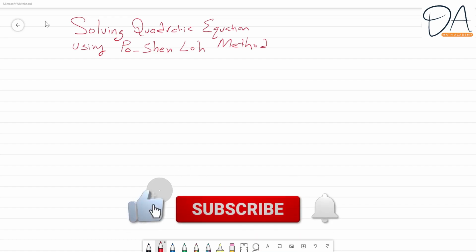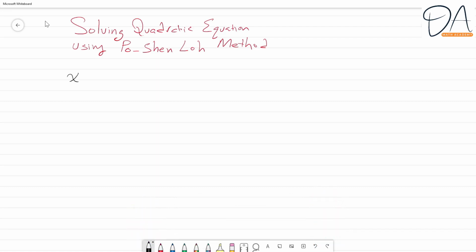So first, let's look at the logic behind this method. Let's first consider a quadratic equation. So notice here that a is equal to 1. We'll come back to the case when a is not equal to 1, but we're starting with the simple case when a is equal to 1. Assume that we are able to factorize this equation.